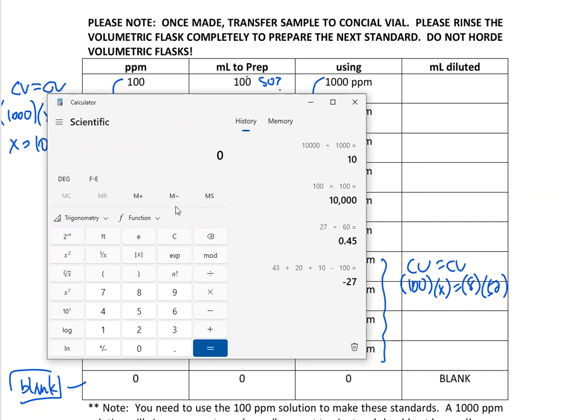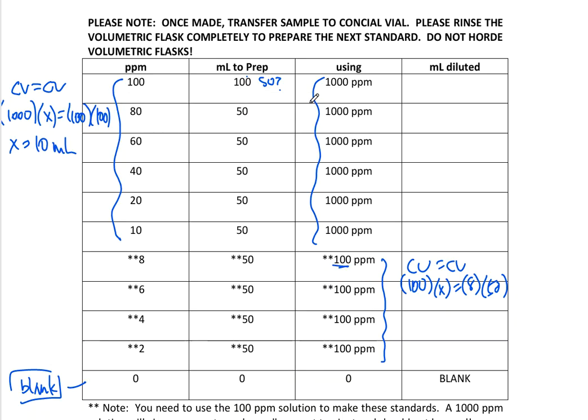You maybe can do it in your head, but if not, I'll pull up the calculator so you can follow along. Here we're going to take 8 and multiply by 50, and that will give us 400. So 100 times x. The opposite of multiplication is division, and we're going to divide by 100 in order to get x by itself. So when we divide by 100, I'll hit equal, and we get a volume of 4, sorry. So x is equal to 4 milliliters. So I will take 4 milliliters of a 100 ppm, put it into a volumetric flask, and take it to the line in order to get an 8 parts per million standard.